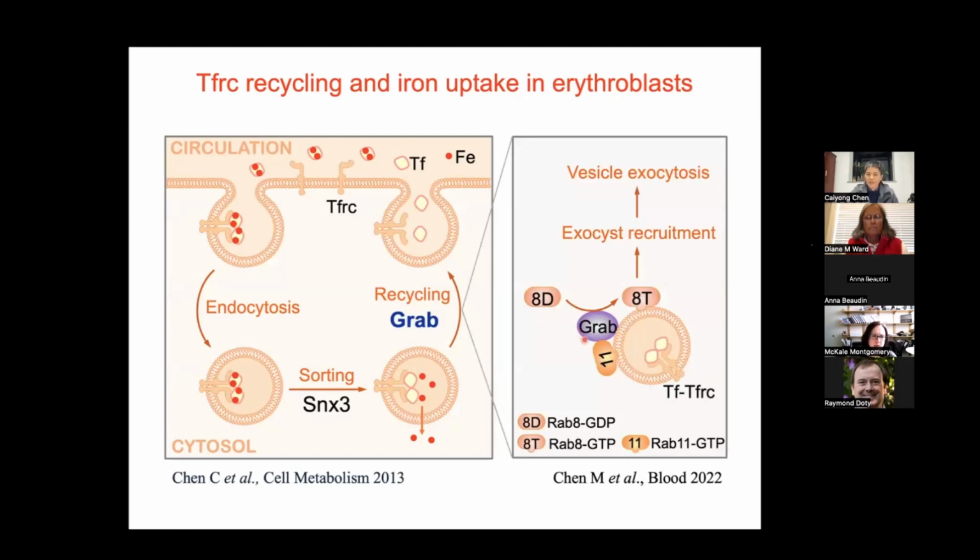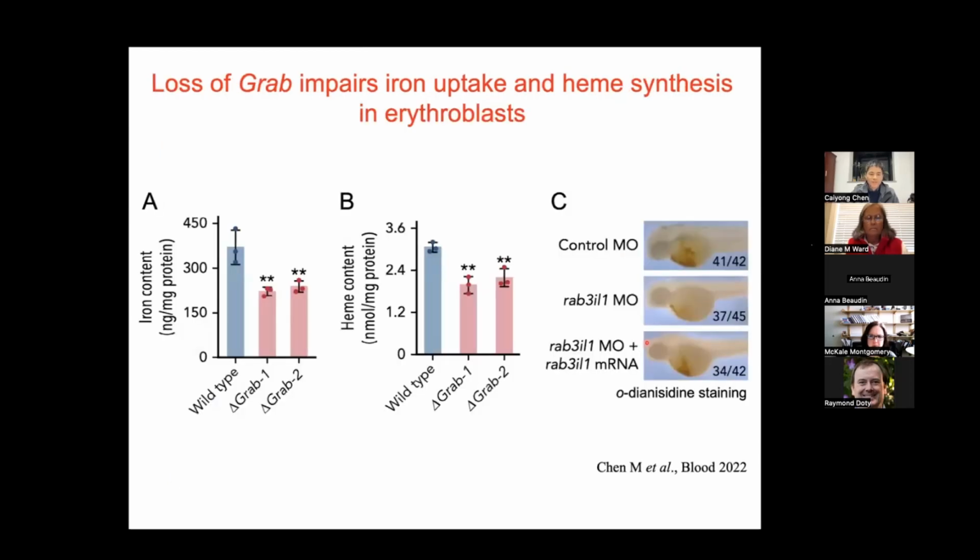Developing red blood cells highly express GRAF, and GRAF can recruit and activate the downstream small GTPase called RAB8. The activated RAB8 can then recruit the exocyst complex by interacting with Sec15, which is also called Sec15L1. The exocyst complex then promotes the exocytosis of the vesicles, and along with the vesicles is the recycling of the transferrin complex. So when GRAF is deficient, developing red blood cells showed a reduced uptake of transferrin iron, and this led to reduced synthesis of heme and hemoglobin.